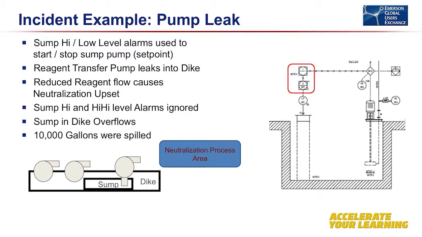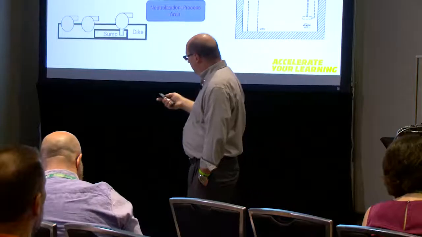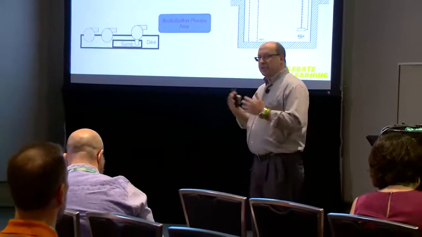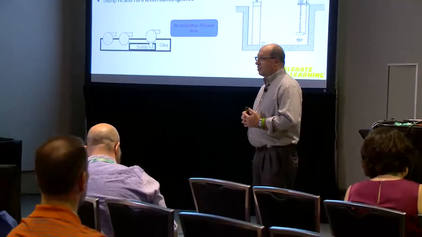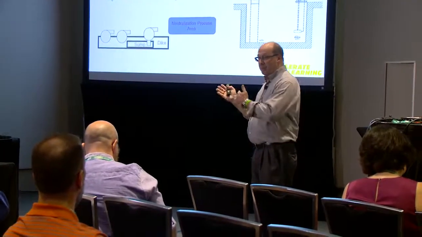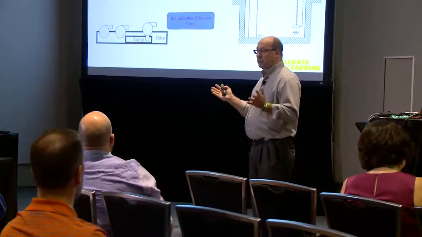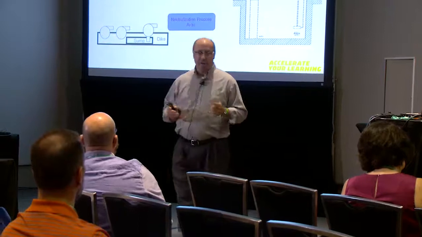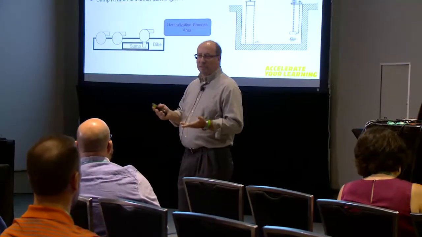Let's take a look at how that actually came into play in a real life scenario. This was a chemical plant where they were pumping reagent into a neutralization area, and that reagent pump developed a significant leak that filled up the sump area and filled up the dike. It did generate a high level alarm, but what do you think the operator in this case did? They ignored the alarm, because every other time that high level alarm had occurred, all it did was indicate that the pump had turned on.